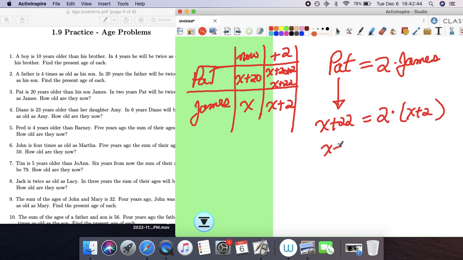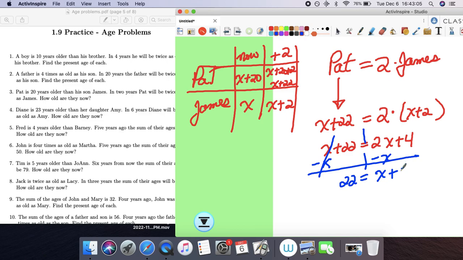So X plus 22 equals, distributed properly, 2X plus 4. We have variables on both sides, so one has to go. So let's do minus X here. Let me put that wall, and I'll do minus X here. These two go away, right? So I got 22. 2x minus x is just x plus 4.